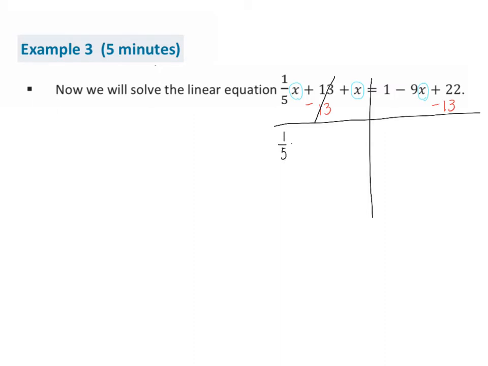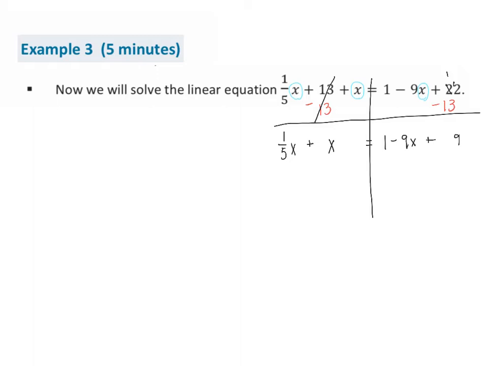1/5x plus x equals 1, take away 9x, and then I'm doing that 22 take away 13. 2 cannot take away 3, so I borrow. 12 take away 3 is 9. And 1 take away 1 is 0. So I have simplified this a little bit more, but there's still quite a ways to go.